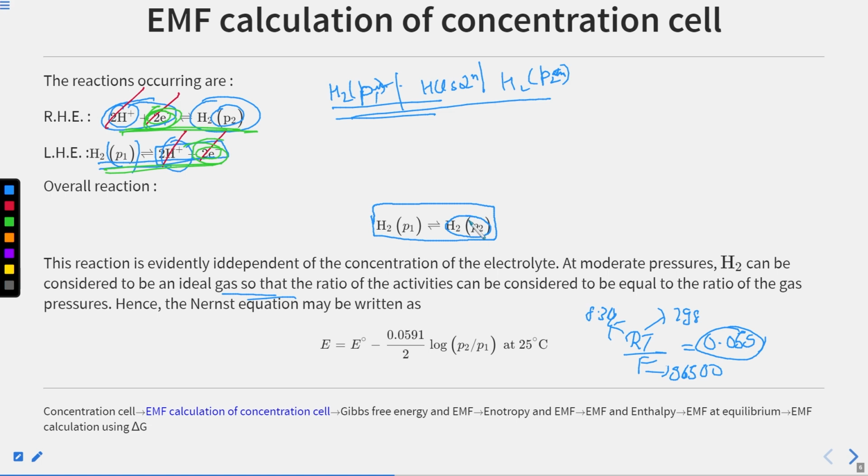P2 is on the right hand side. Similarly, P1 is on the left hand side, meaning the hydrogen that is carrying that charge is on the left hand side. So overall it will be product by reactant, that is P2 by P1, and it is also at 25 degrees Celsius. So it is mentioned here. Why? Because if we change this, we will get an altered value of this 0.0591. So this is an EMF calculation of concentration cells.